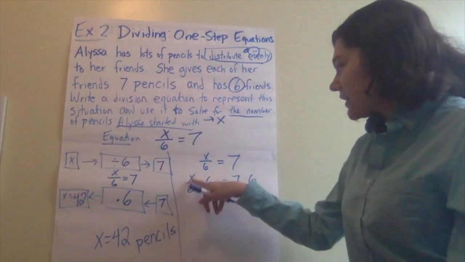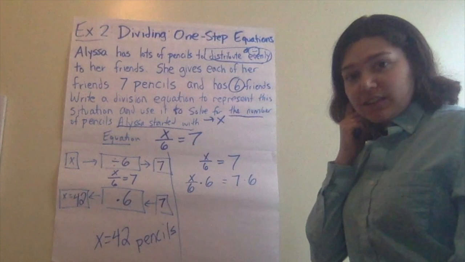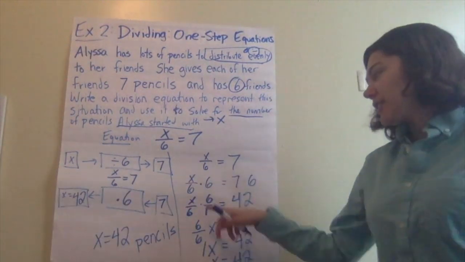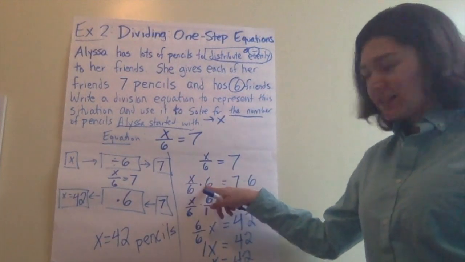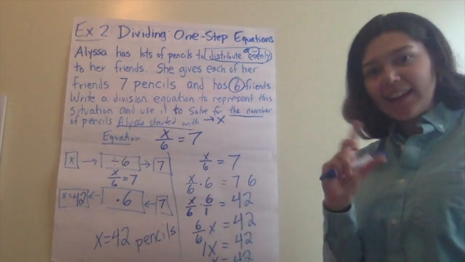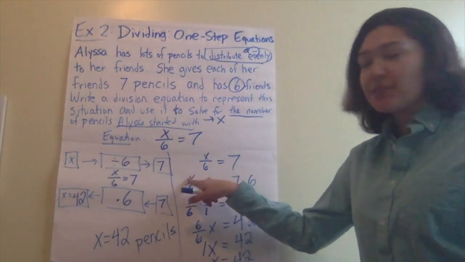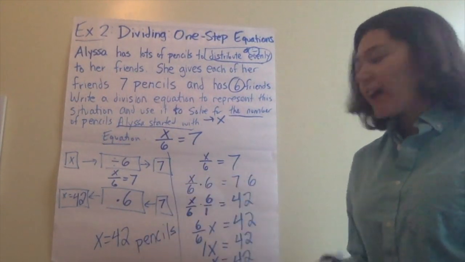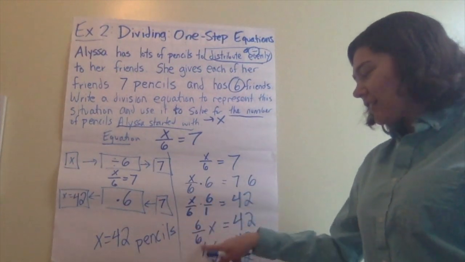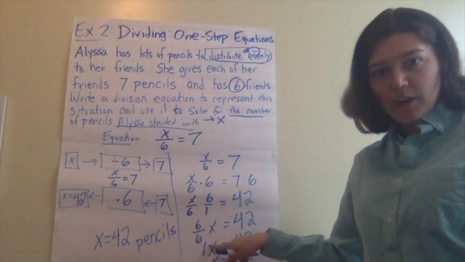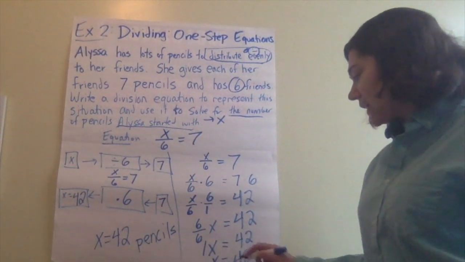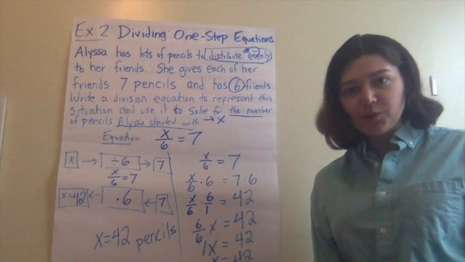Now I have x divided by 6 times 6. So that's just equal to x. This is saying x divided by 6 times 6, dividing by 6 and multiplying by 6, those undo each other. So we're just left with the x we started with. And we can see that because dividing by 6 and multiplying by 6 really just gives us 1x, and 1 times x is the same thing as x. So either way, we get x equals 42, or x equals 42 pencils.